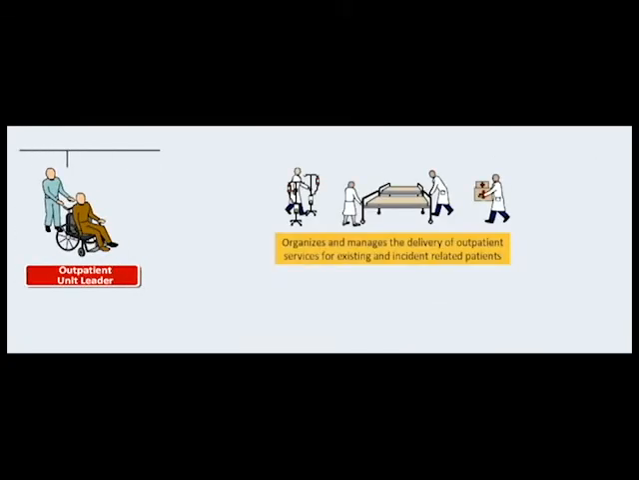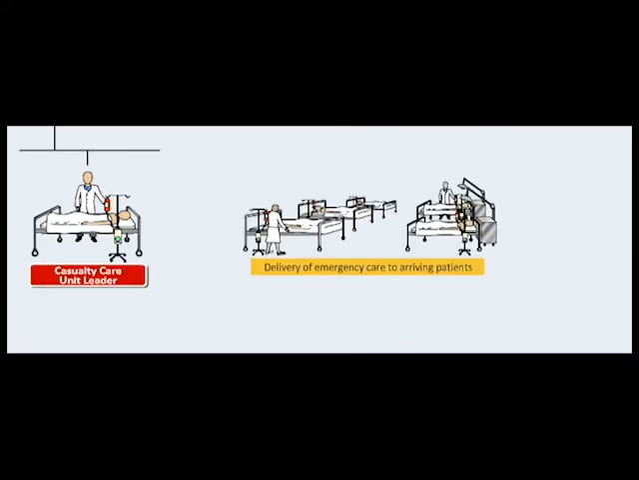The outpatient unit leader organizes and manages the delivery of outpatient services to meet the needs of existing patients and those that are incident-related. The casualty care unit leader is responsible for the delivery of emergency care to arriving patients and will usually be located in the emergency department. This may involve identifying additional treatment areas, implementing triage, and appointing additional staff to assist in the delivery of care. As usual, all of these activities should comply with established hospital plans and protocols.